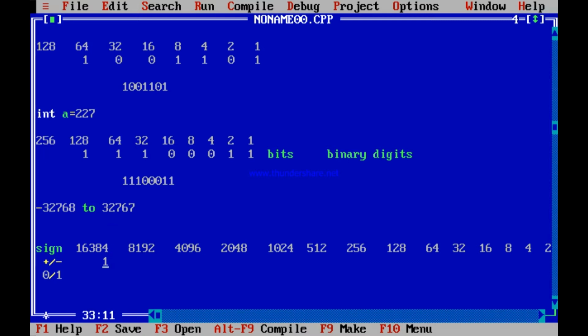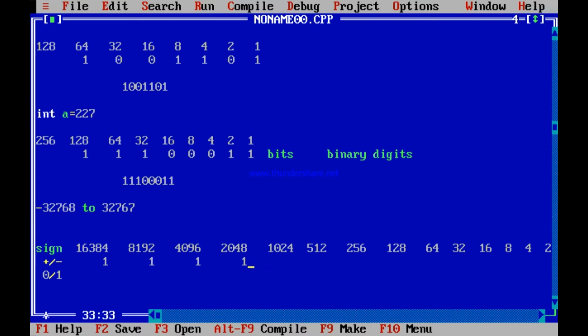32767 you have to fit. You have already used 16384. How much are you remaining with? 16383. So yes, 8192 will fit. 16383, 8192 already fit. You are remaining with 8191. Check out, 16383 minus 8192 is 8191. 4096 you can fit. How much are you remaining with? 8191 minus 4096 is 4095. So 4095, yes, 2048 fits. How much are you remaining with? 2047.